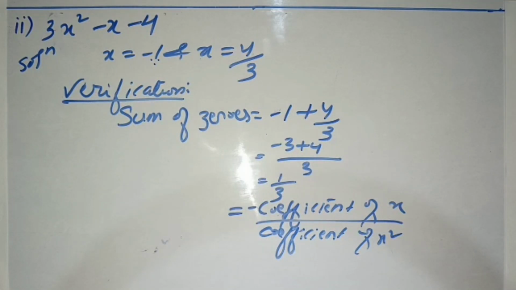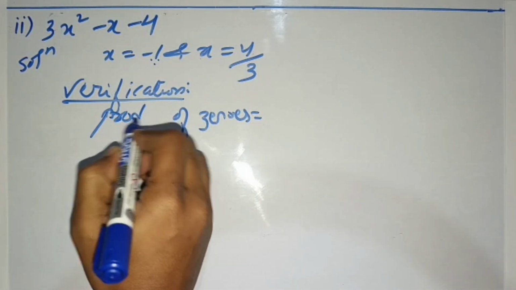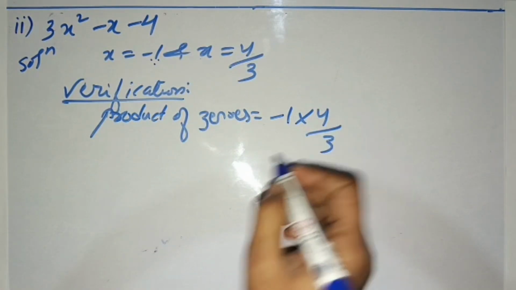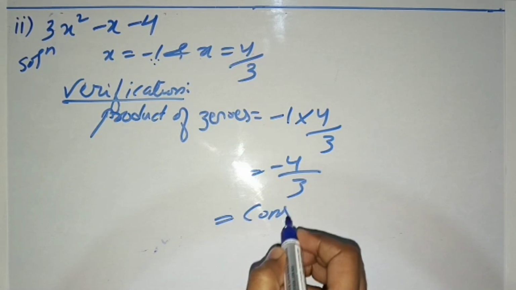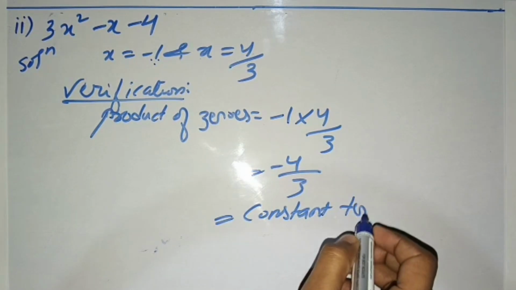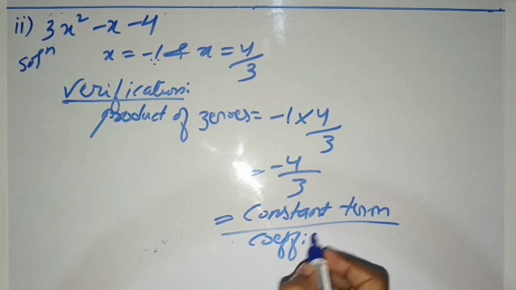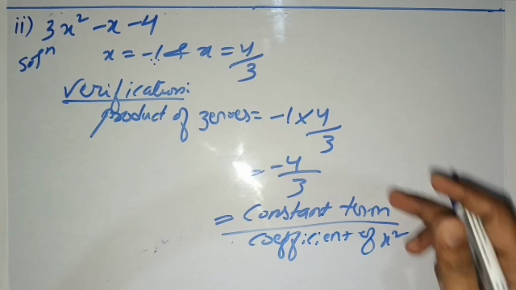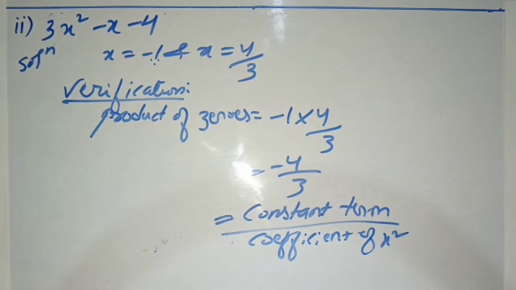Now we will do product of zeros. So product of zeros means we have to multiply minus 1 into 4 by 3. So minus 1 into 4 is minus 4 by 3. Formula is constant term by coefficient of x square. Constant term is minus 4. Coefficient of x square is 3. Hence verified.